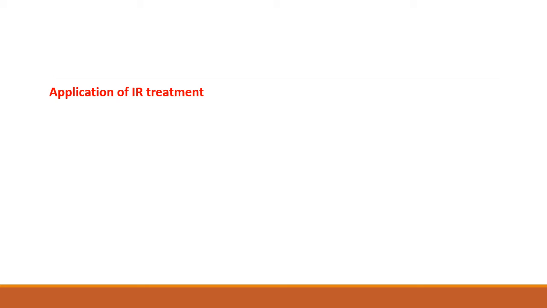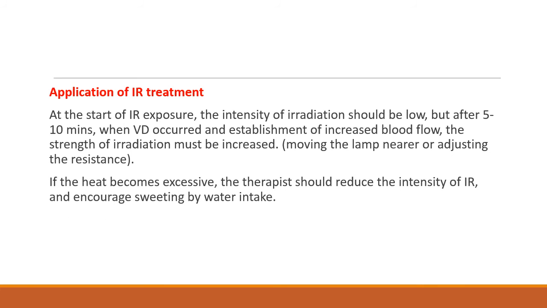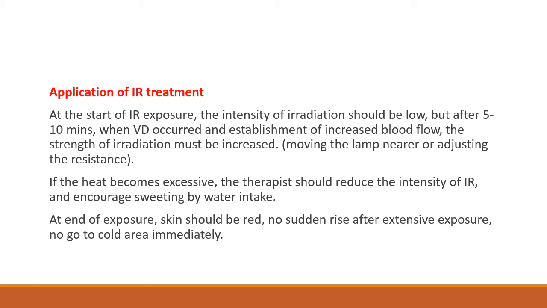Now we shift to application of infrared. At the start of infrared exposure, the intensity of irradiation should be low, but after 5 to 10 minutes, when vasodilatation has occurred and increased blood flow is established, the strength of irradiation must be increased, moving the lamp nearer or adjusting the resistance. If sweating becomes extensive or excessive, the therapist should reduce the intensity of infrared and encourage water intake. At the end of exposure, the skin should be red. No sudden rise after extensive exposure, and do not go to cold immediately.